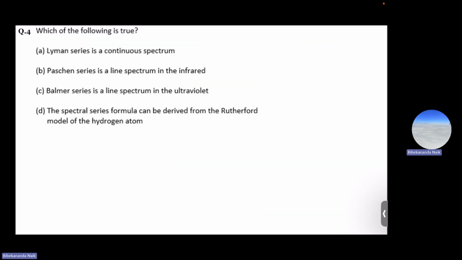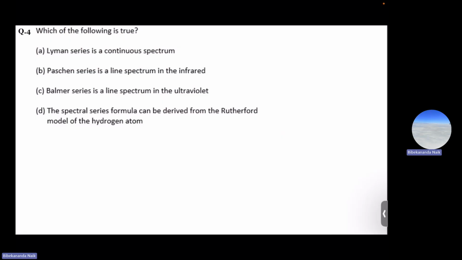Question number 4 says, which of the following is true? Option A, Lyman series is a continuous spectrum. Option B, Paschen series is a line spectrum in the infrared. Option C, Balmer series is a line spectrum in the ultraviolet. Or option D, the spectral series formula can be derived from Rutherford's model of hydrogen atom.